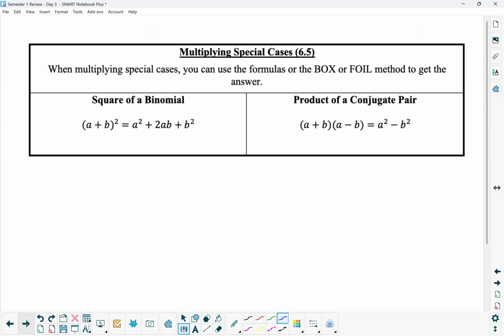Special cases, one of the last things we talked about. And there is a formula for the square of a binomial. Again, as it says at the top, you can use the formulas or you could use box or FOIL method, whichever you're most comfortable with. I will show with the formulas. Again, I'll leave it up to you to decide which method you use.